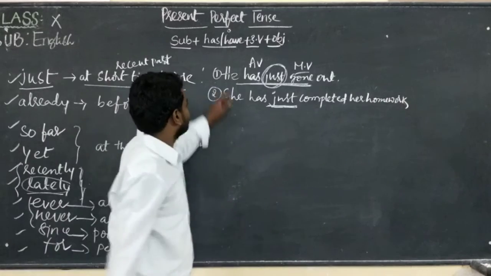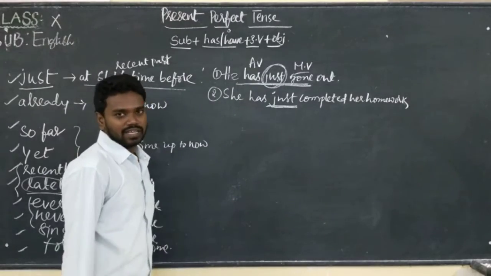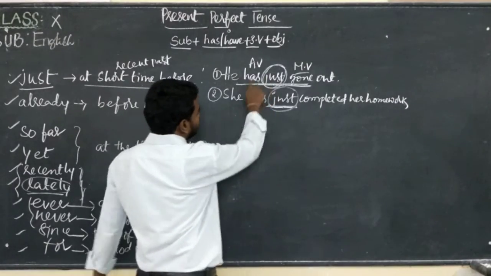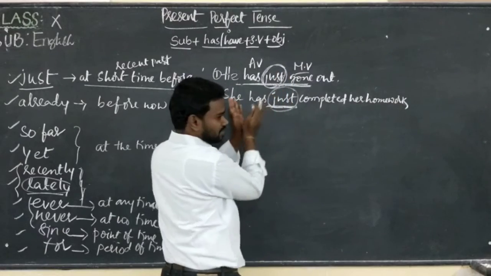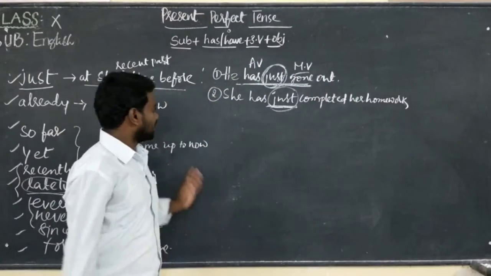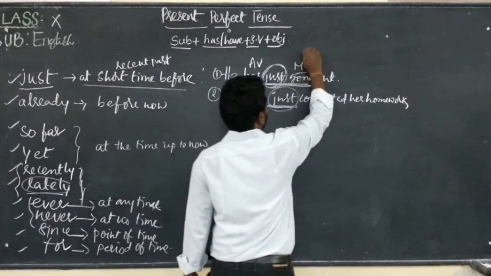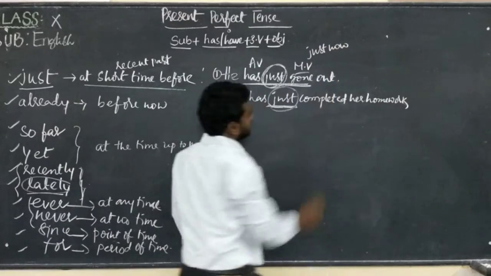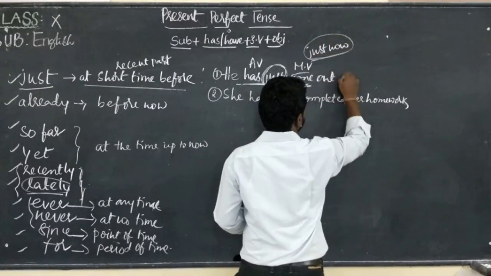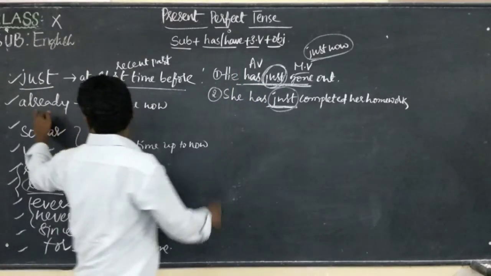These are one and two examples. The first one: he has just gone out. She has just completed her homework. Where is just placed? Just is placed between the auxiliary verb and the main verb. Regarding the placement of just, you have to remember, you should not place it at the end or at the beginning. So you should not say, just he has gone out, or he has gone out just. Instead of just, we can use just now. He has gone out just now. If you use just now, you can use it at the end position. So the position of just here is the middle. Remember this.